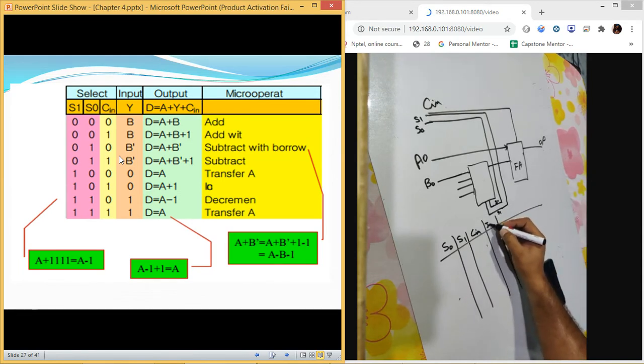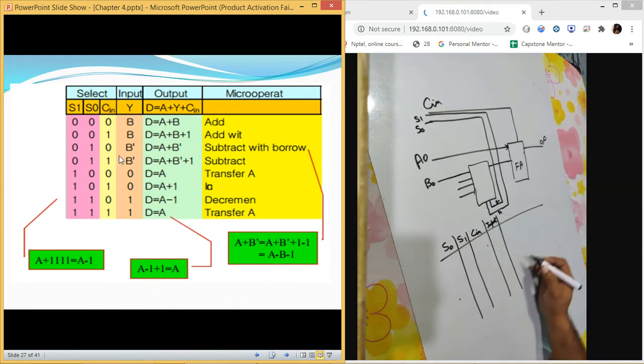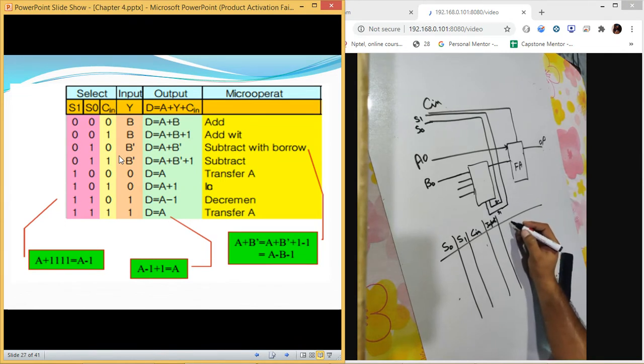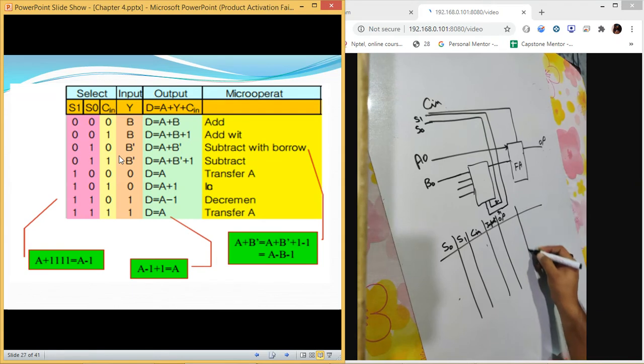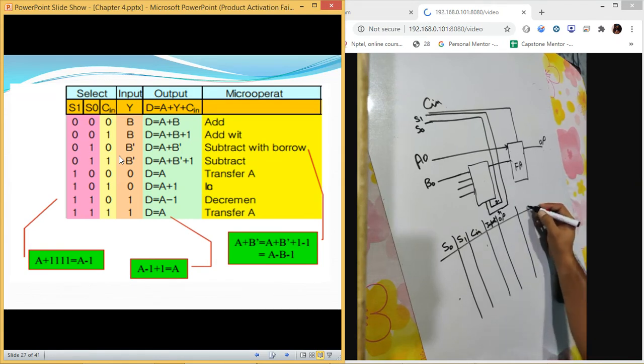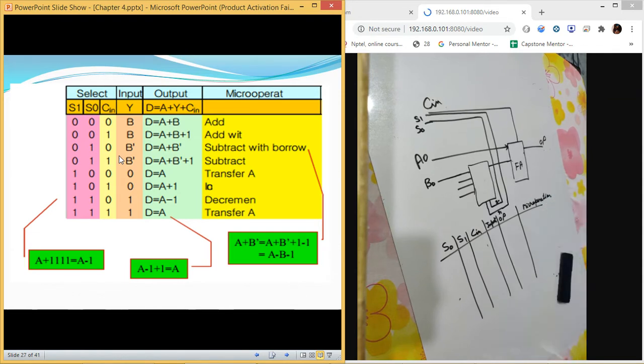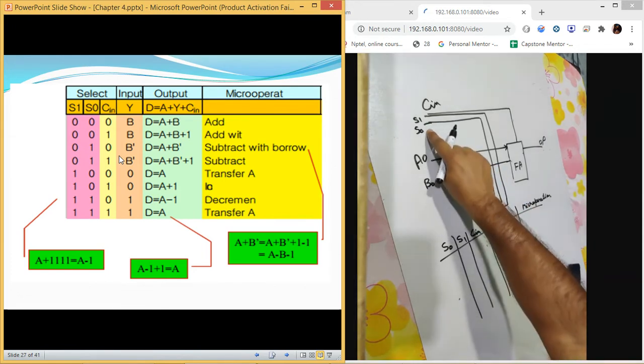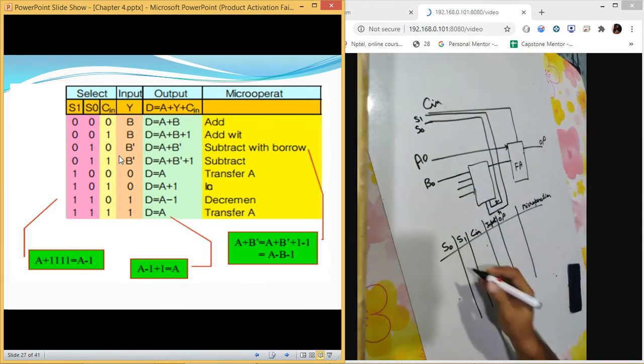This is the input. Then we have a function, or you can also write it as output, and this is the micro operation which it is going to perform. So in this case, let us first start from the S0 and S1 values.